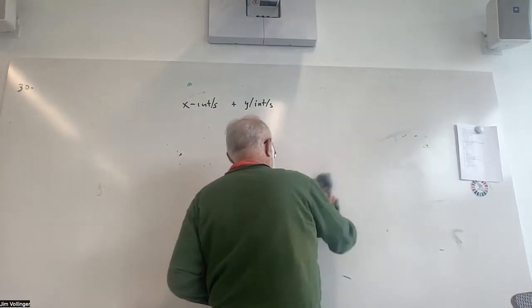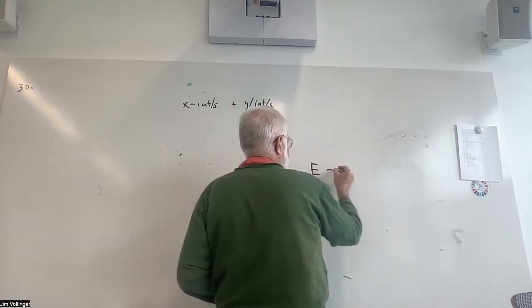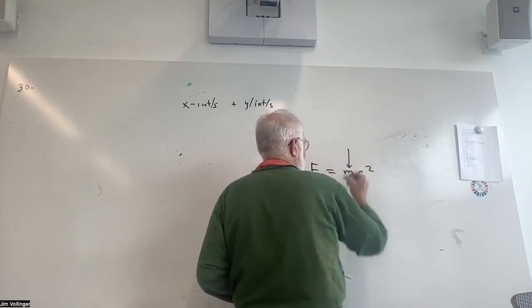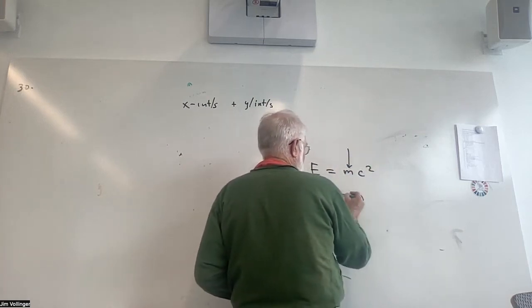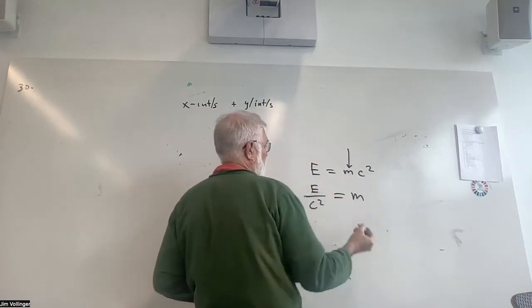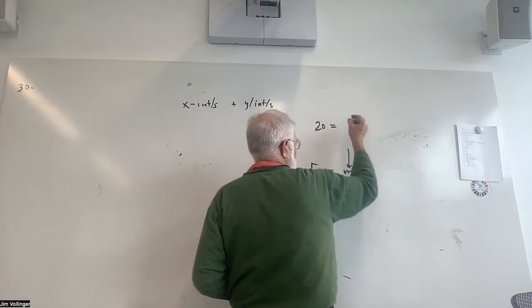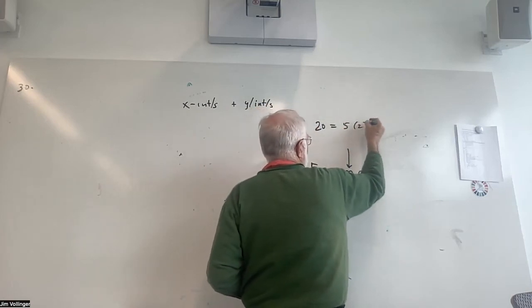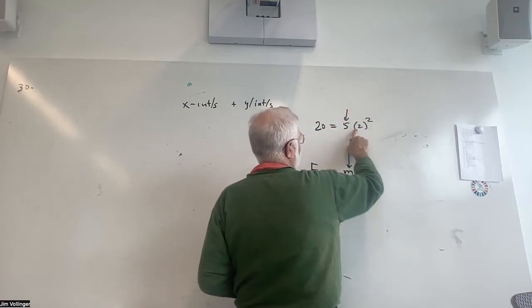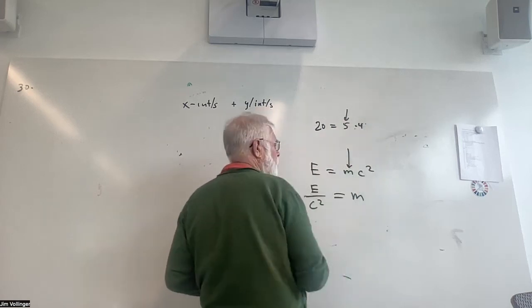So let me see if I can think of another one. E equals mc squared. What if you wanted to solve for m? Pretty easy. All you do is divide by c squared. Right? I mean, basically, I said 20 equals 5 times 2 squared, and I said solve for 5. Well, I hope you'd say 2 squared is 4, and then I hope you divide by 4.